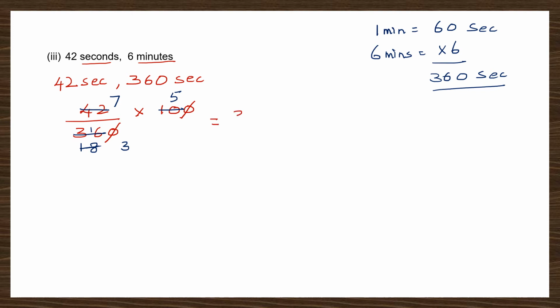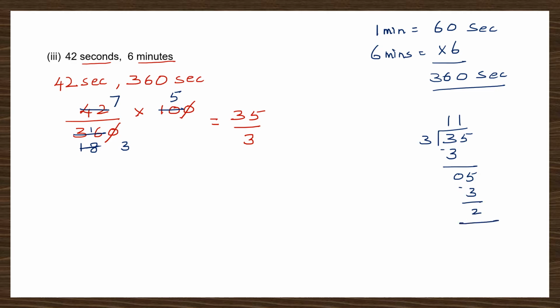7 5s are 35 and my denominator is 3. So this is an improper fraction. Let's convert it to a mixed number. 35 divided by 3. 3 ones are 3, minus, I bring down 5. 3 ones are 3, minus 2.